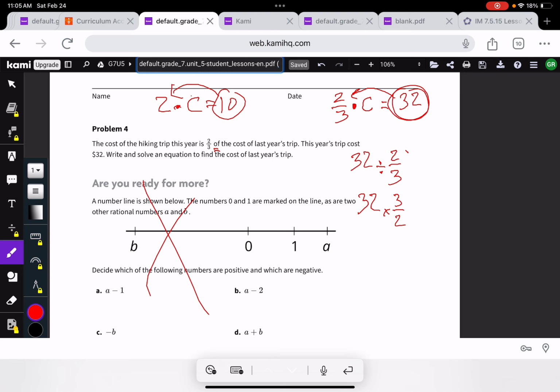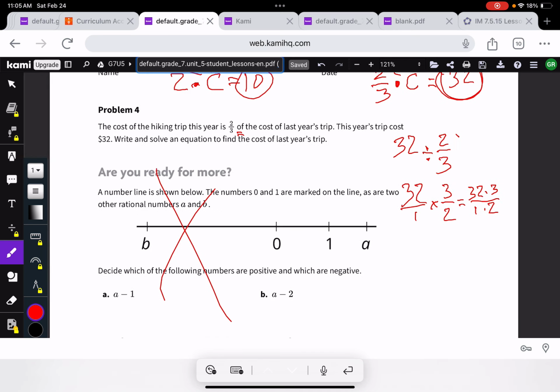32 times 3 over 2. And I'm left with 32 times 3 over 1 times 2. There's an invisible 1 there if we needed to write that. And 32 times 3 is going to be 96 if I need to get a calculator, or I write it out. But 32 times 3 is 32 plus 32 is 64 plus another 32. That'd be 96 on the top. Half of 96 is going to be 48. Guess what? The cost of last year's trip was $48.